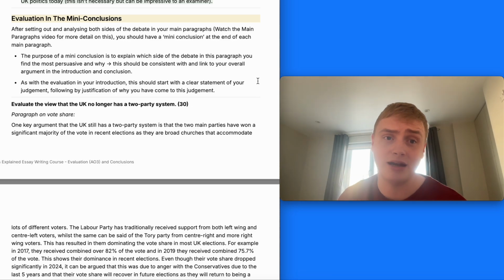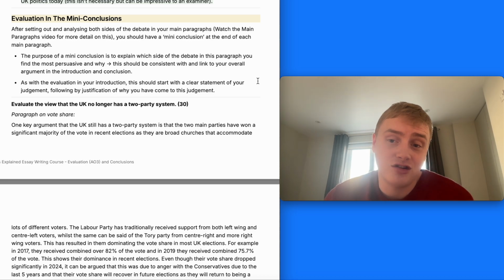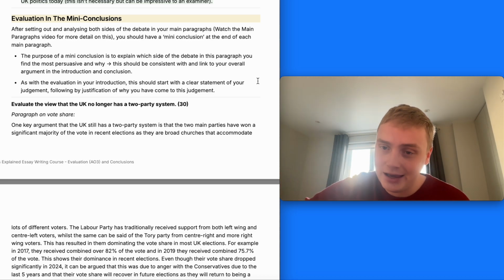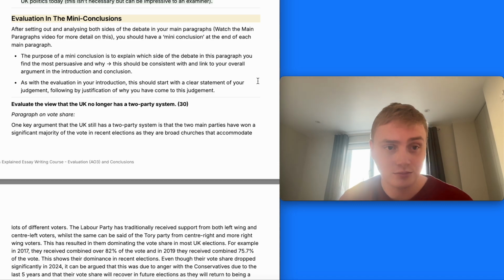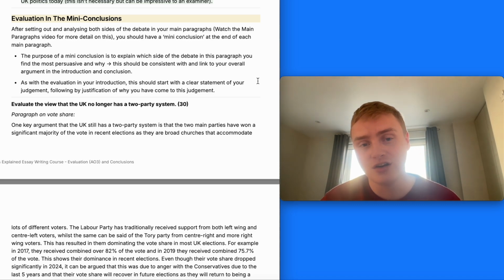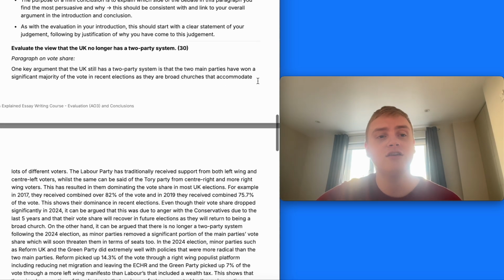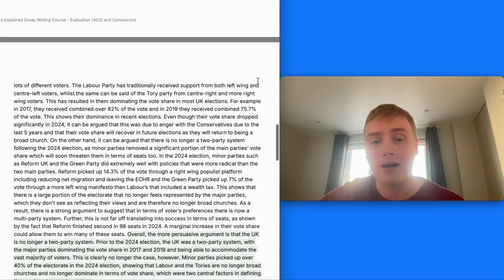And the purpose of this mini conclusion is to explain which side of the debate in the paragraph you find the most persuasive and really justify why. So very similar principles to what we did in the introduction, just for the particular topic of that main paragraph, and it should be consistent with your overall argument in the introduction and conclusion. As with the introduction, start with a clear statement and then really justify why. To give you an example here, I'll go through slowly so you can pause and read through the whole paragraph if you want to.